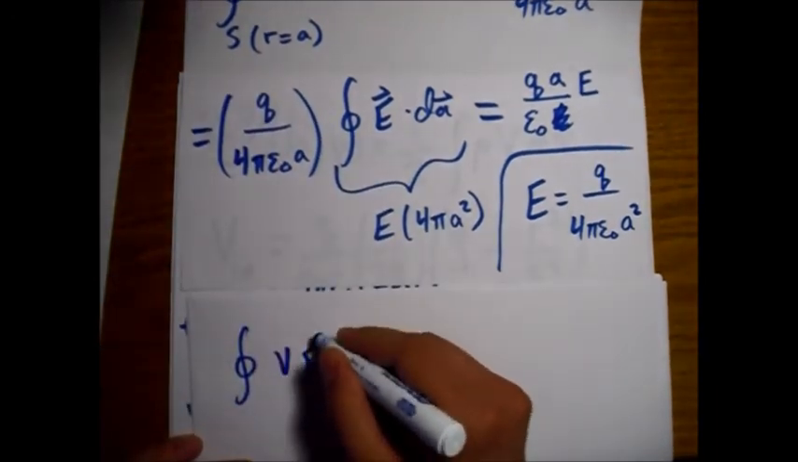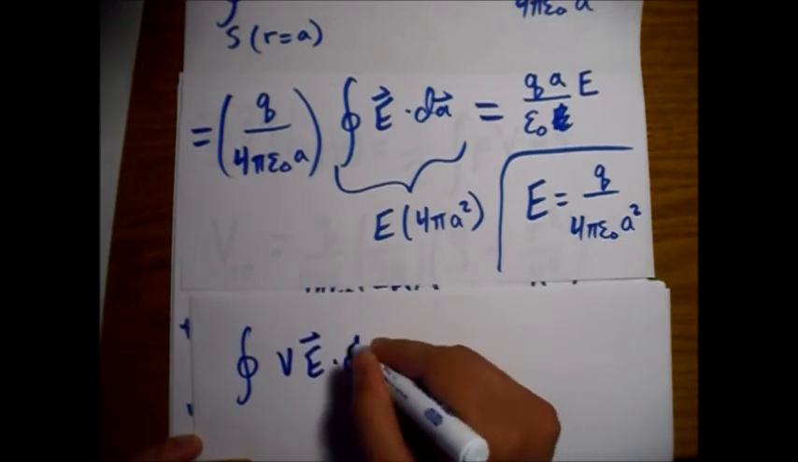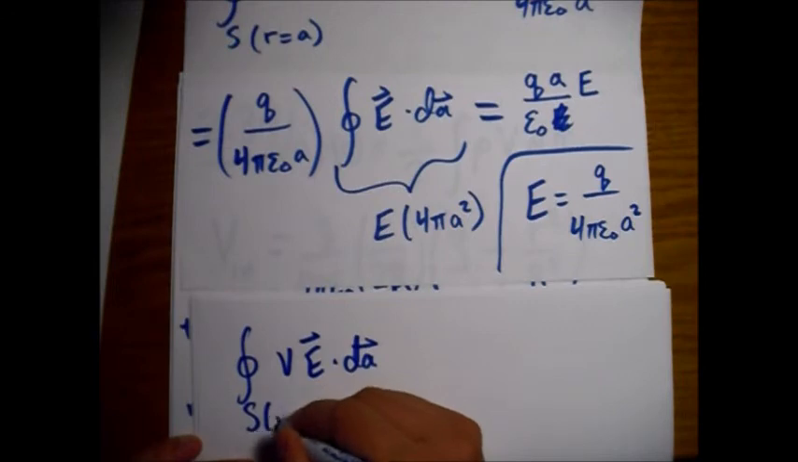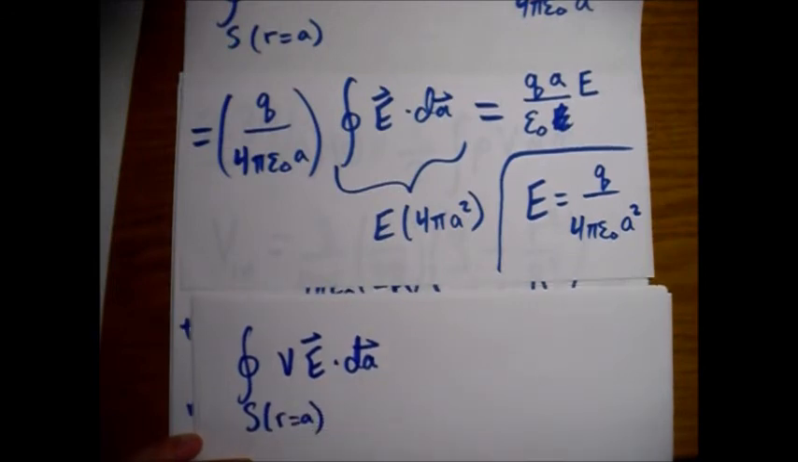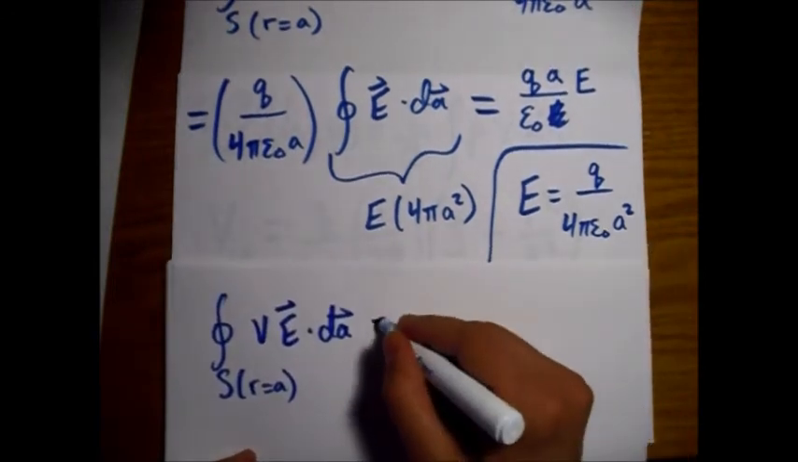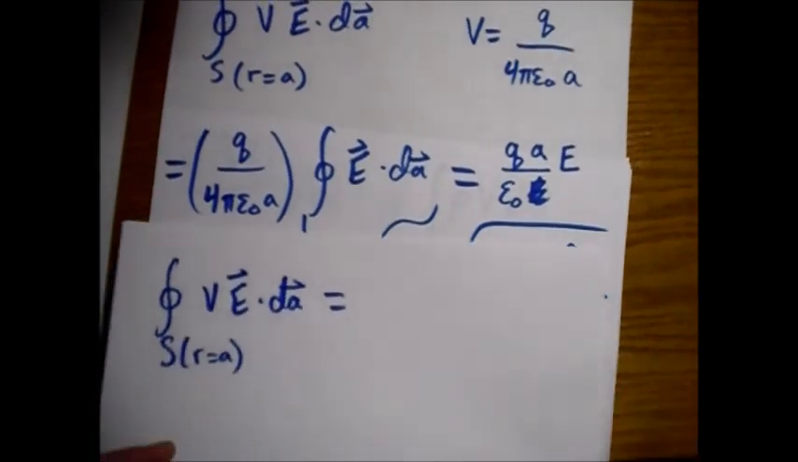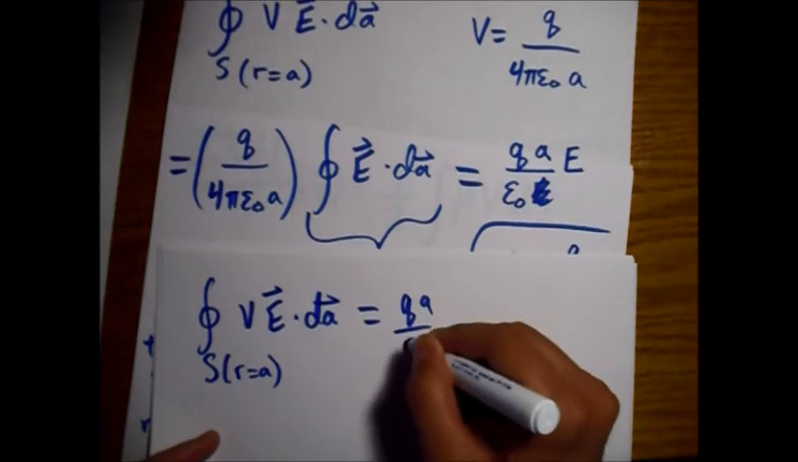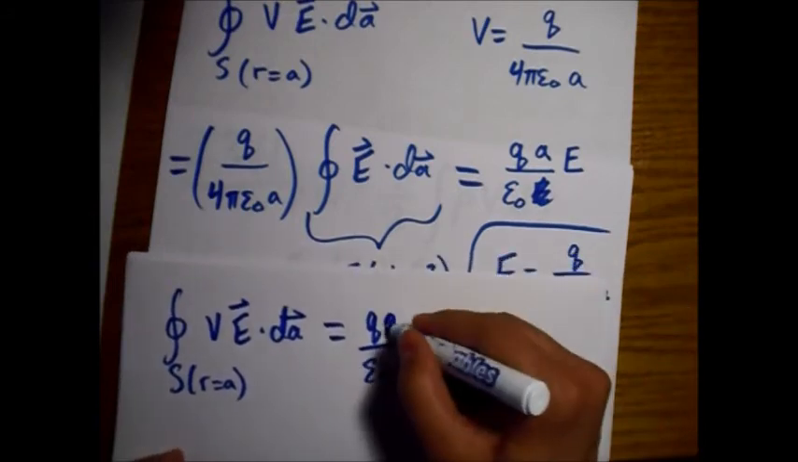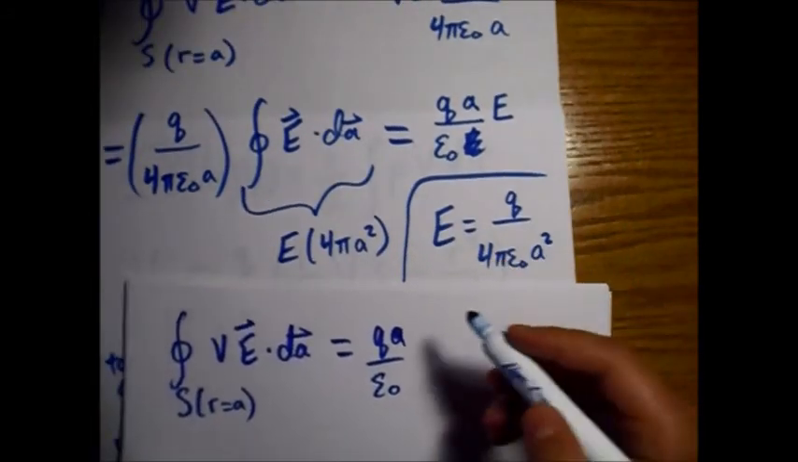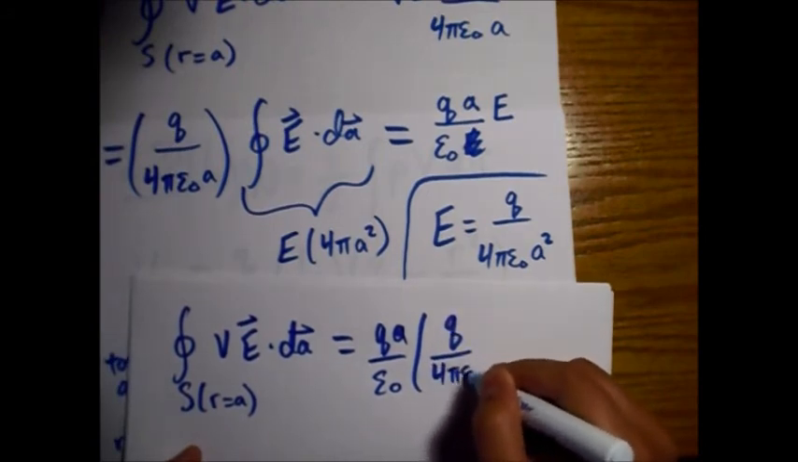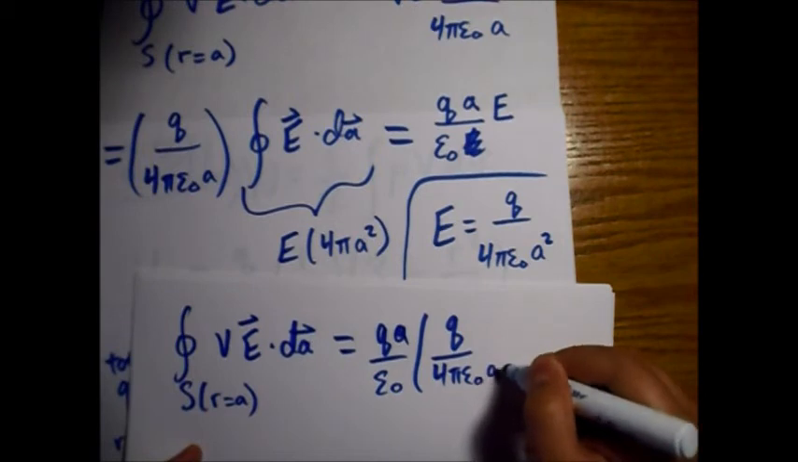So I'll write out the original integral. You may want to be more formal about it, I don't know. But okay. So here's the original integral, and we just had this QA over epsilon naught multiplied by this E. So Q over 4 pi epsilon naught A squared.